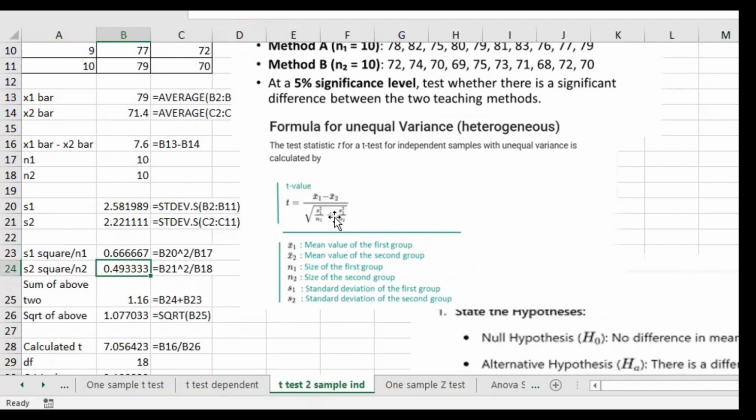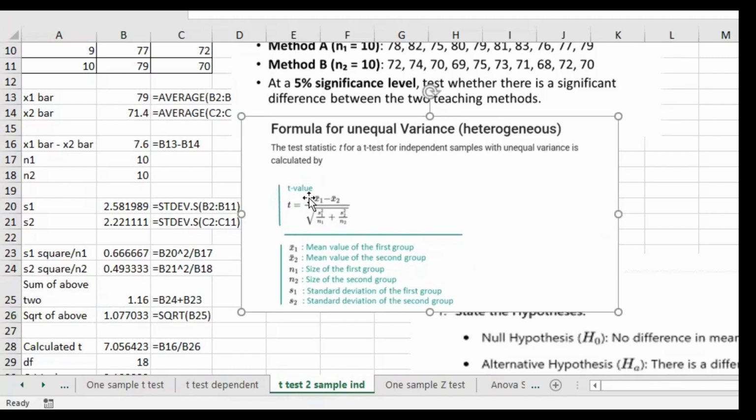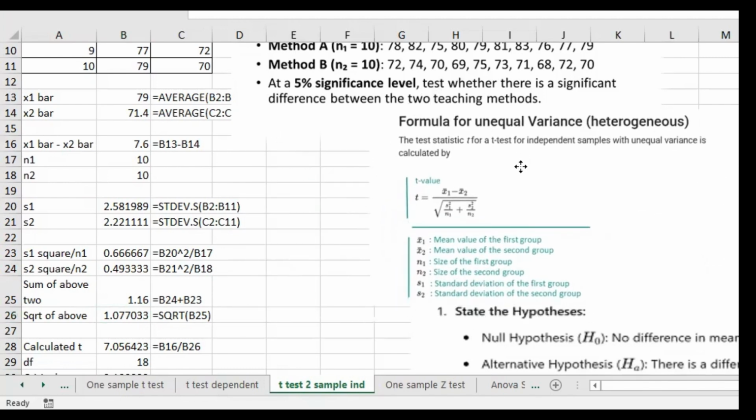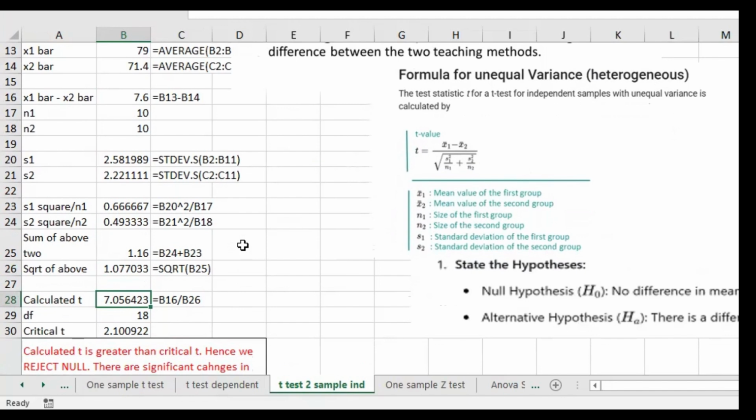Then you have the plus sign here. You have to add the two, come to 1.16. The under root sign is there. You take the square root of that. So the whole of the denominator is 1.077, etc. And now we have to calculate from x1 bar minus x2 bar, which we already calculated. The calculated x1 bar minus x2 bar is here. 7.6 divided by this number 1.07. That comes to, do it yourself in Excel. Okay, this file has been given to you. So that comes to 7.06.